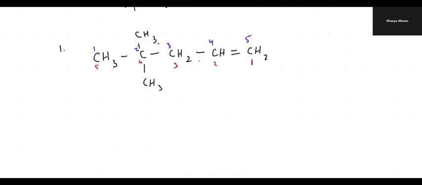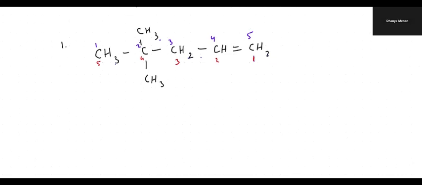So our second rule states that numbering is done in such a way that the double and triple bond gets the lowest number. So definitely we will go with 1 for the double bond, right? So we will not use this numbering because this is not giving the lowest number to the double bond, right? So what would be the name?